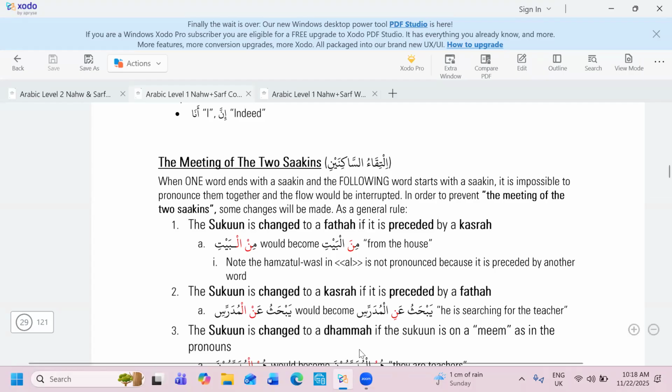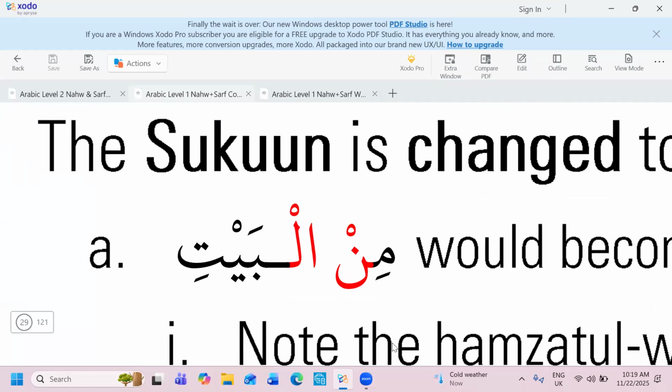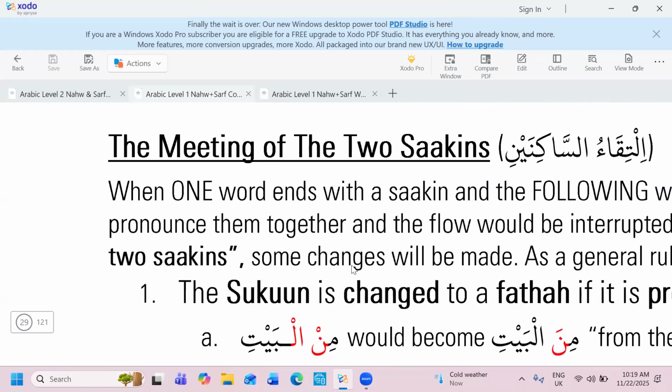So for example, you've got the word min, and really it's al-bayt, right? But what did we say about the word al? When there's something before it, you don't pronounce the alif. So we're left with a situation where the word min is ending with a sukoon, and the word next to it is starting with a sukoon. We want to join the two up. So that's what iltiqa sakinain means, the meeting of two sukoons.